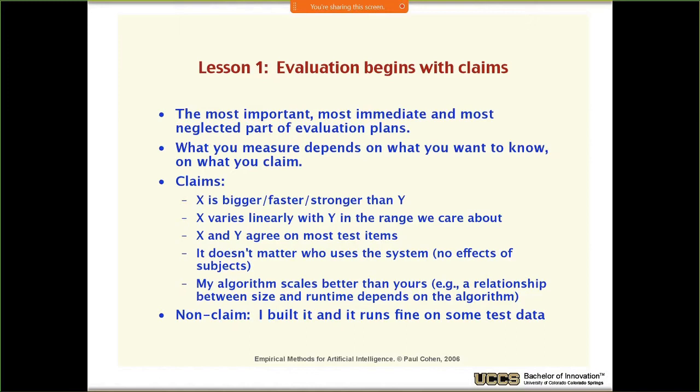What I want to measure depends on what I want to know, which depends on what I want to claim. So the goal is not to measure a bunch of stuff and then figure out the claim. That's really bad science. Your goal is to say, here's my claim, I will go measure stuff. Now, your measurements may not be consistent with your claim, and then you have to revise and iterate.